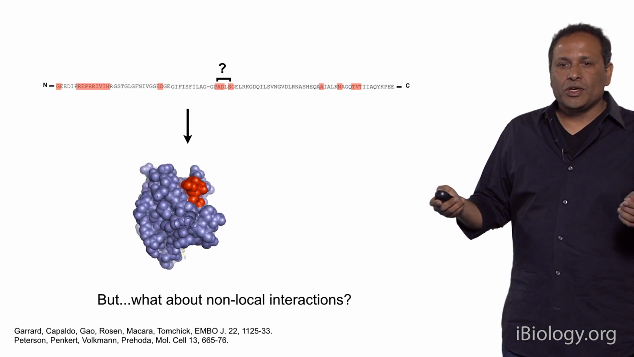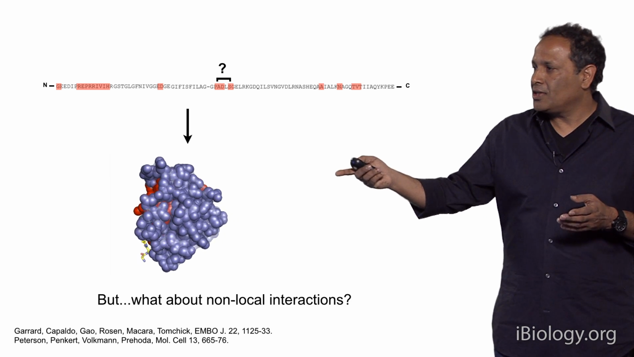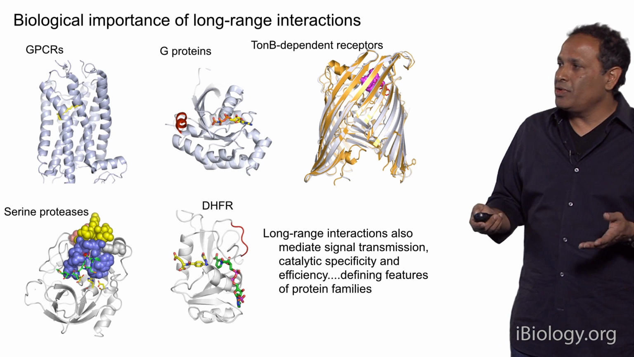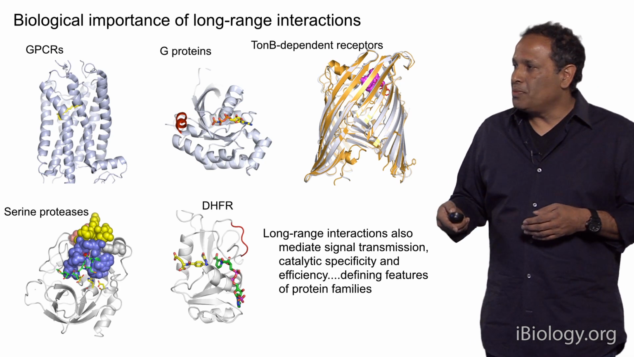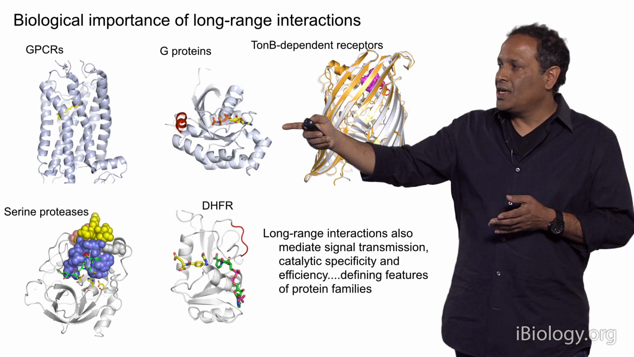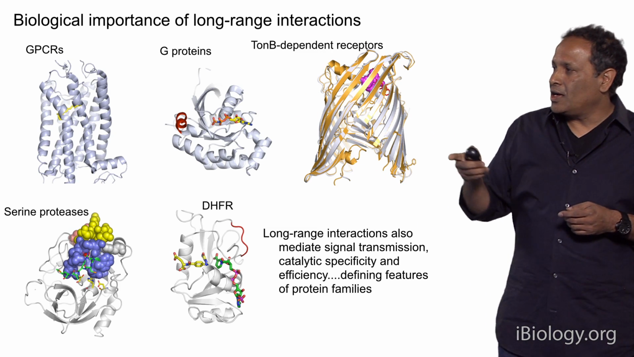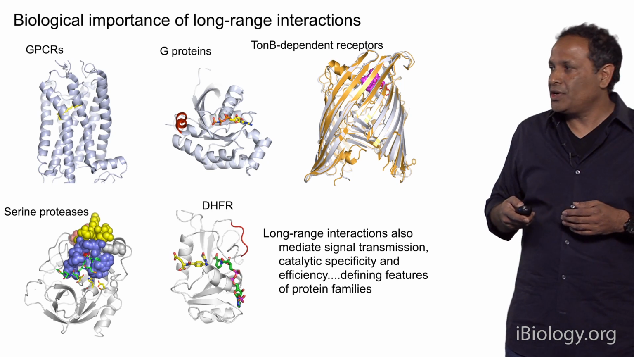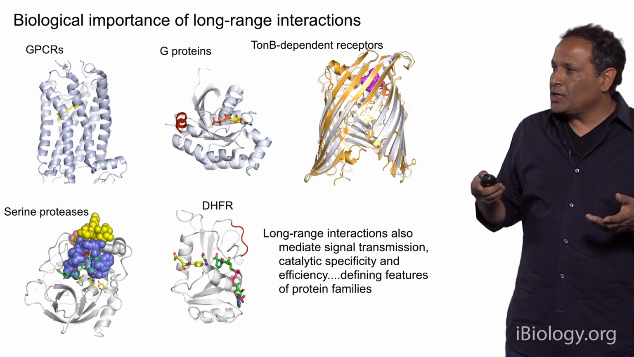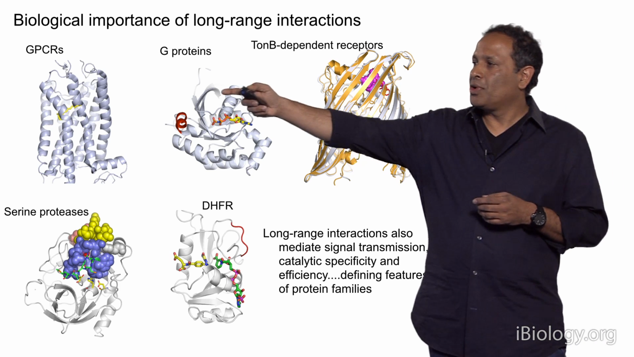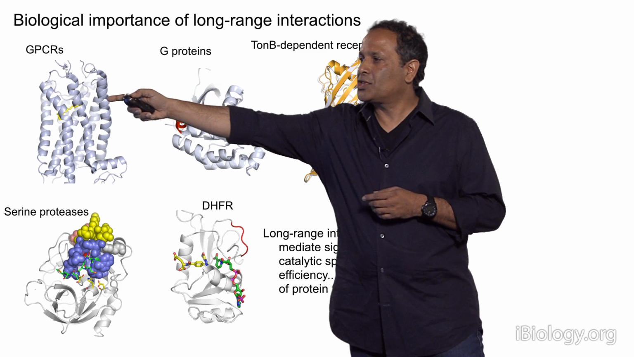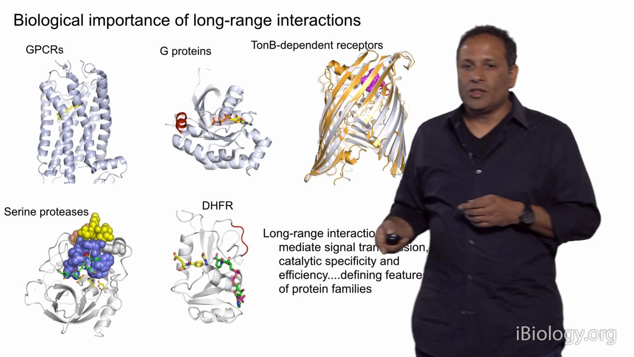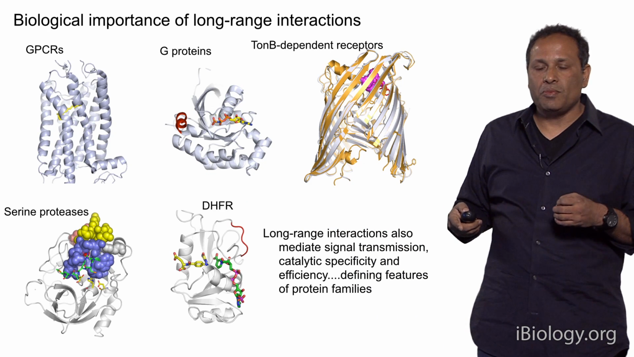Now, this property of long-range interactions is not just an arcane property of this one protein. In fact, one can argue that biology in general is driven by such long-range interactions. For example, in membrane receptors such as G protein-coupled receptors, signaling proteins like G proteins, and other receptor molecules such as the TonB-dependent receptors that are in the outer membrane of bacteria, there is a critical need for long-range interactions. So for example, in G protein-coupled receptors, when ligands bind at an extracellularly accessible site over there, the effect of that binding is felt at quite a long range in cytoplasmic regions that mediate downstream signaling.